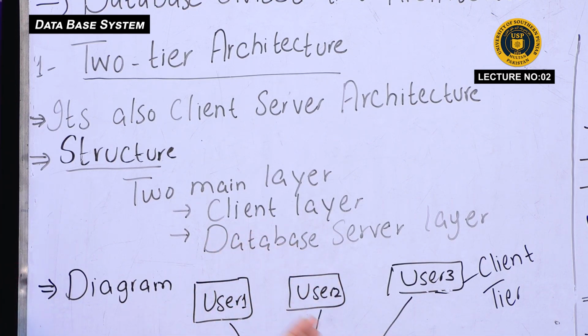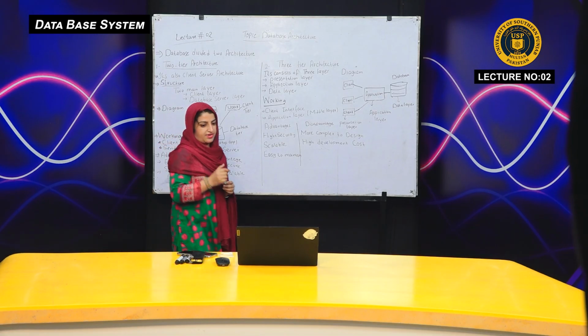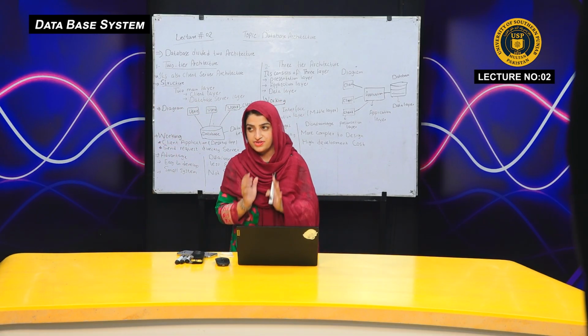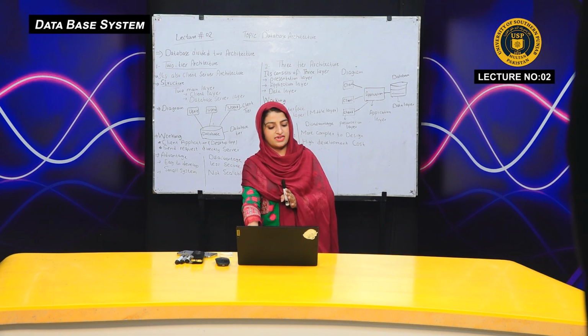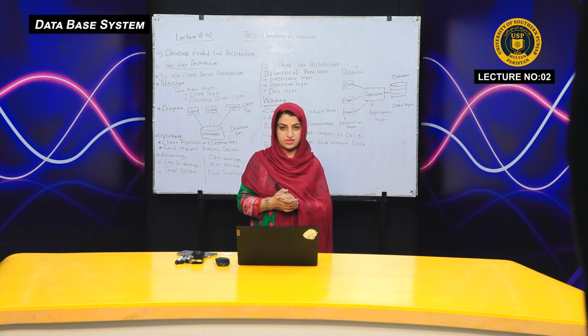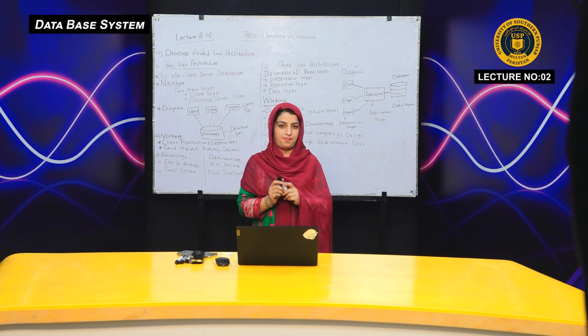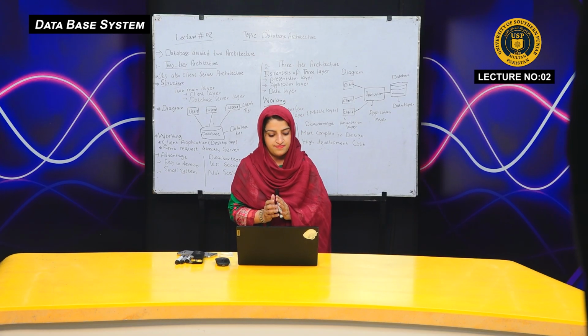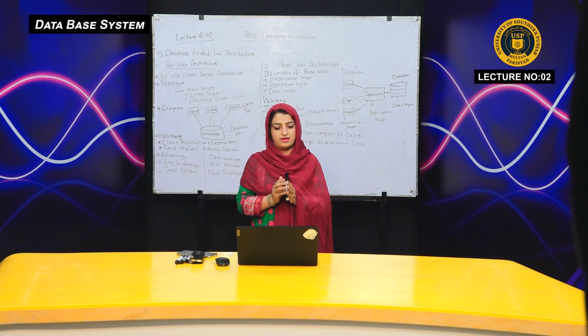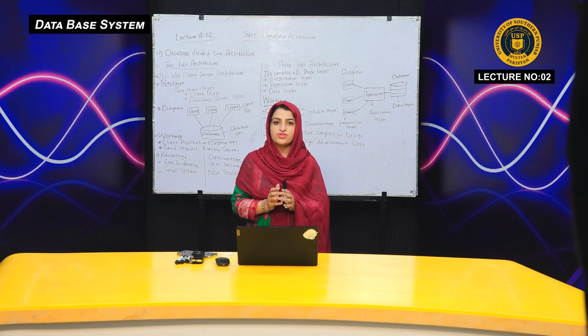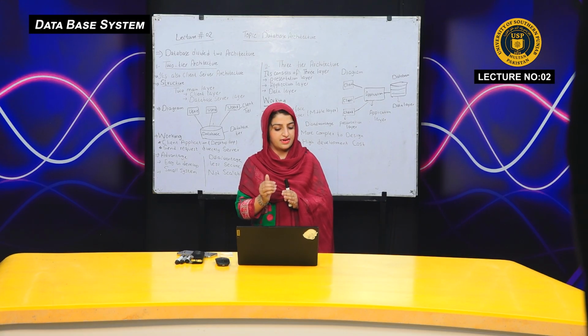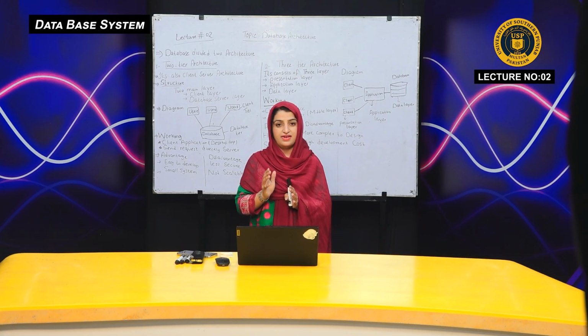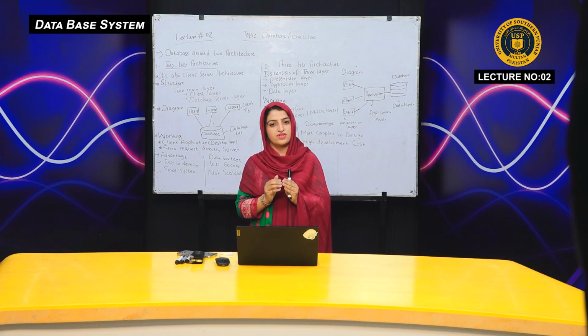Now I will explain two-tier architecture in detail. It consists of two main layers. The first layer is the client layer and the second layer is the database layer. Client means the user that interacts with different applications. First I will explain the client layer and then the database layer. The database is in the form of tables and columns. People can store data and information in this layer.